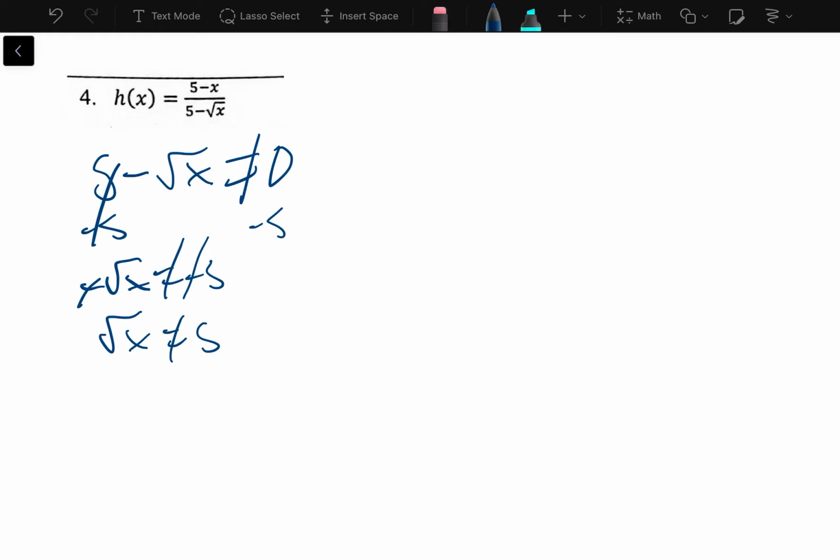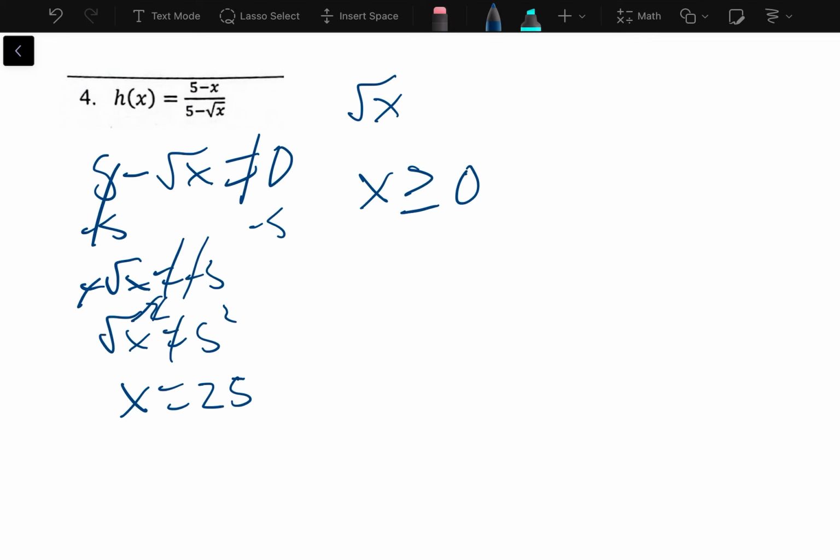Well, cannot be equal to 5, sorry. We square it on each side to get rid of the root. Then we have x cannot be equal to 25. And the other rule is that anything under an even radical has to be greater than or equal to 0. So in this example, square root of x, that means that x needs to be greater than or equal to 0.